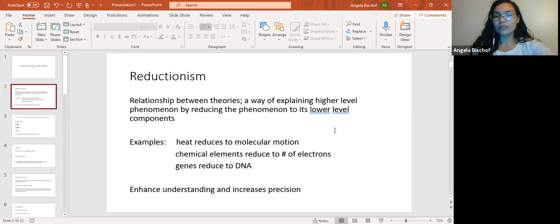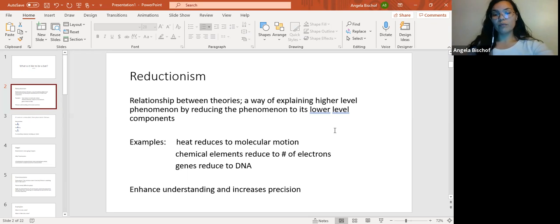So there are a couple examples. Heat can be reduced to molecular motion, so thermodynamics to mechanics. There are not two kinds of phenomena in the world, motion and heat. There's just one kind. Heat is the motion. So heat is explained as motion and is nothing more than motion. So we have this higher level, the heat we feel and detect, and then the lower level is the motion that we can't detect. And so this higher level phenomenon is reduced to this lower level.